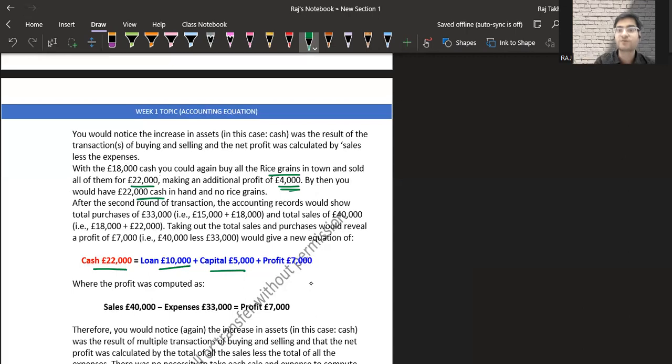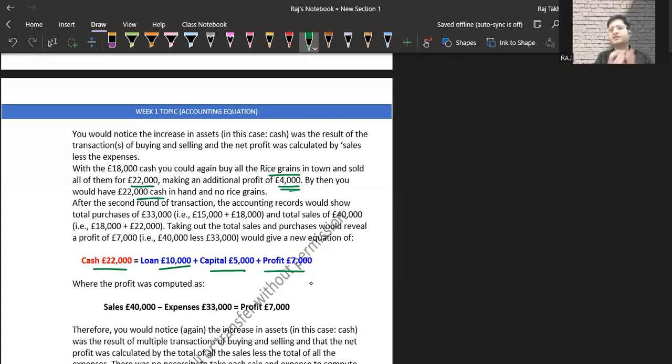But earlier my profit was only 3,000 pounds in the previous step. Since I have repurchased all the rice seeds, done all the plantation again and sold the entire produce again into the market, because of that additional transaction I was able to make a fresh profit of 4,000 pounds. So my profit will shoot up to 7,000 pounds in the old example. This basically represents that the accounting equation is a never ending process.